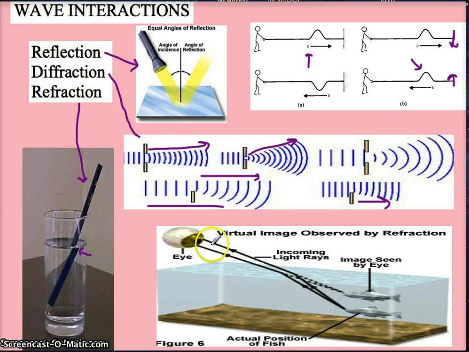I happen to fish a lot, and I happen to run across this. When you see a fish in the water, you see it in a place where it really isn't. As you look into the water, you see this fish. This is the image seen by the eye. It's actually a little higher up in the water column than where the fish actually is. What's happening here is you have two different mediums. Your eye, the sight, the light rays are going from the water to the air.